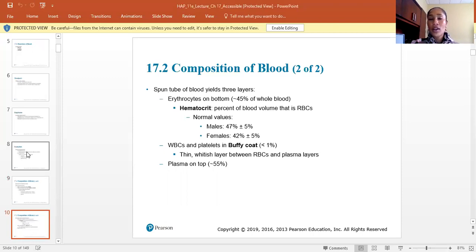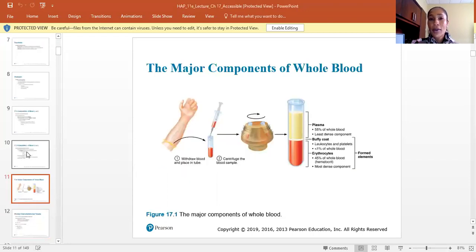So in a normal healthy adult, if we take a sample of blood, we should not see a whole bunch of platelets and white blood cells. And then lastly, the last portion of a whole blood sample is going to be plasma, which is going to represent about 55% of a whole blood sample.